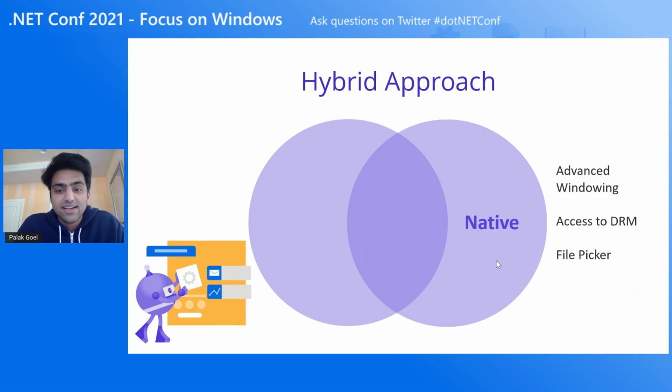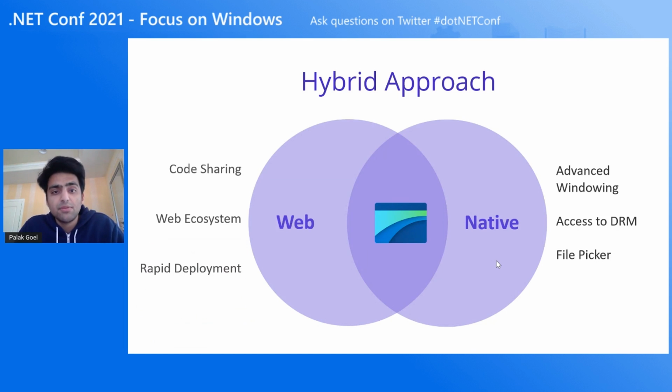On the other hand, there's so much you can do with native applications. They're a lot more powerful. You can do things like advanced windowing. You have access to DRM and the local file system, just to name a few. There are so many more things you can do with native. And so it becomes a really hard choice when deciding between web-based technologies and native technologies. On the WebView2 team, we think that they should not be mutually exclusive, that you should be able to take a hybrid approach where you bring the best of the web and the best of native together. And you can do that with WebView2. Let me explain that a step further.